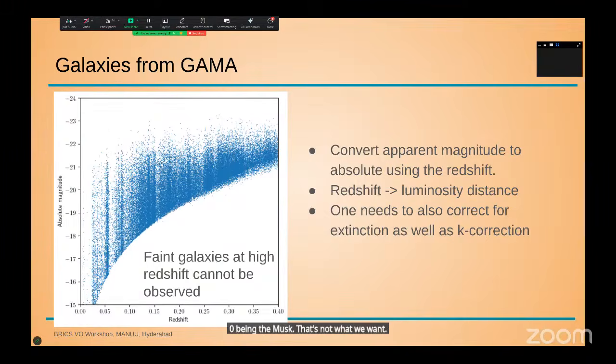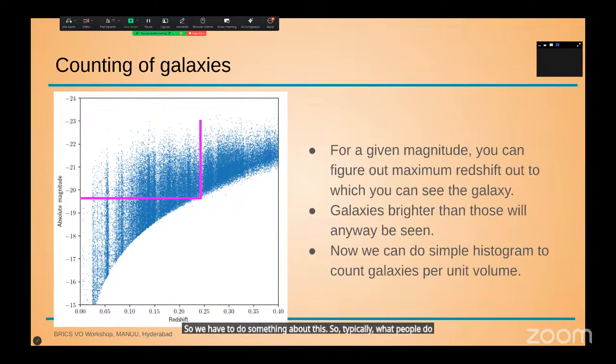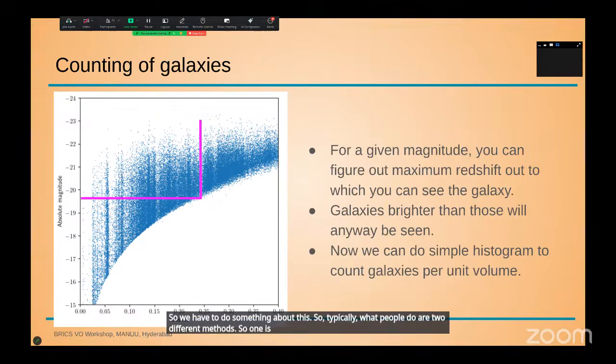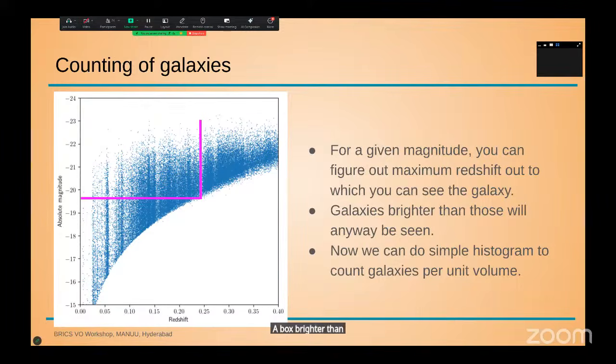So we'll have to do something about this. Typically, people use two different methods. One is the following. Let's suppose I want to measure the luminosity function of all galaxies above some absolute magnitude, meaning brighter than this absolute magnitude. These are negative numbers, so it goes the other way around. Us stupid astronomers.